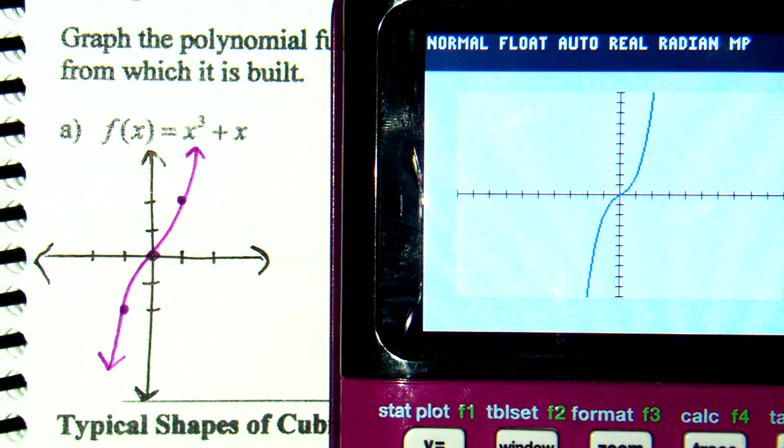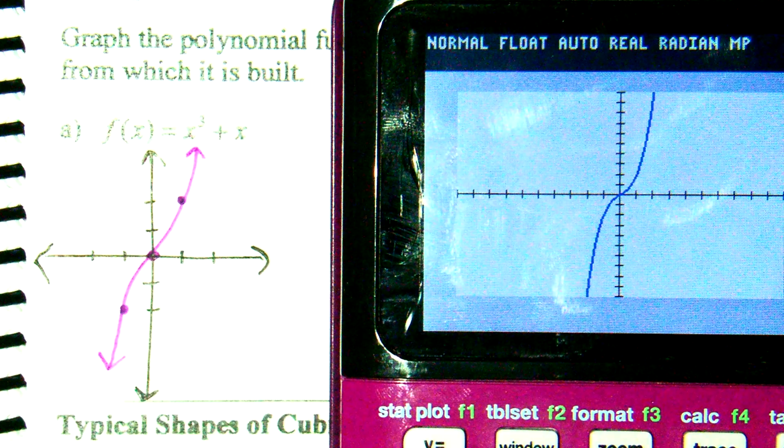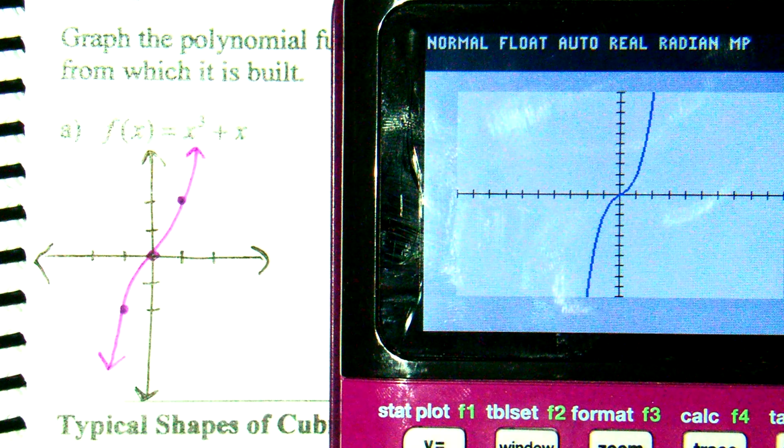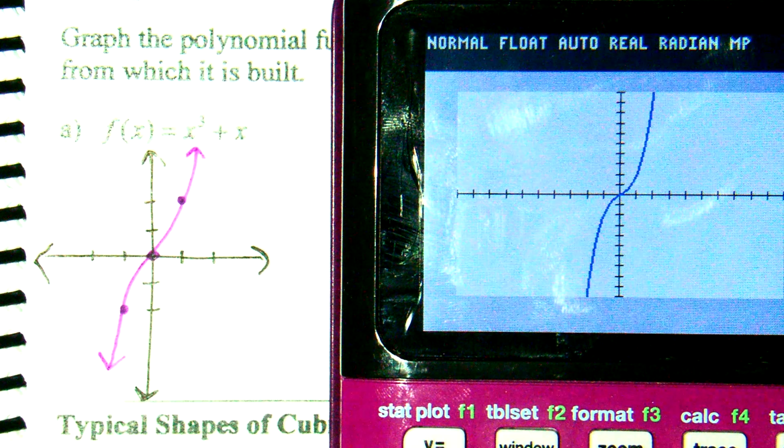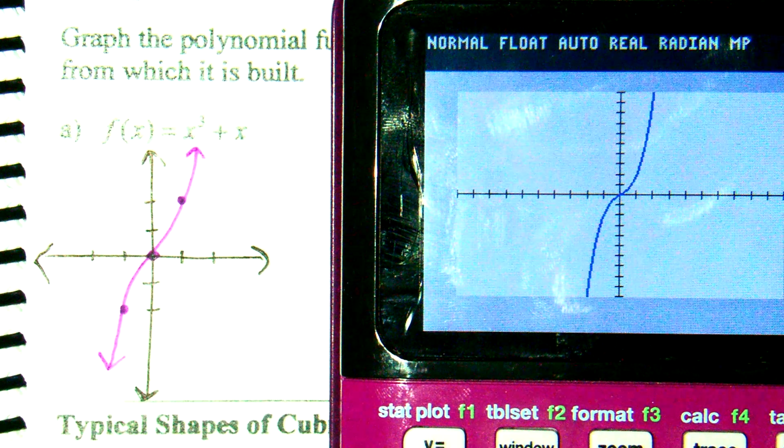X-intercepts. Do I have any x-intercepts? Yes, that's 0, 0. I have an x-intercept at x equals 0. Now, and this is the reason I haven't moved the calculator off yet, we're asked to explain how it's related to the monomials from which it's built. Well, it's built with x cubed and an x. It looks a lot like x cubed, doesn't it?